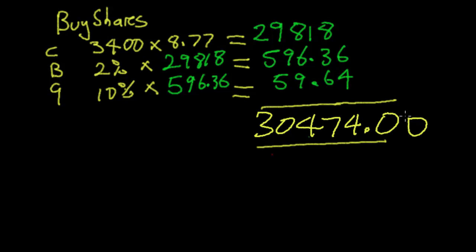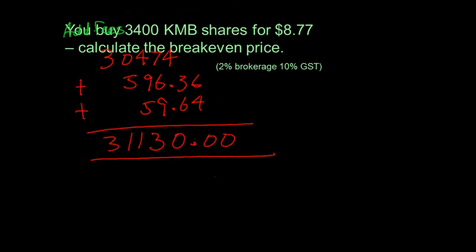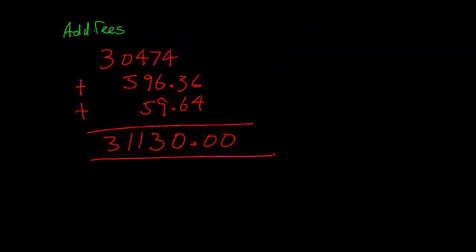So that means when you sell them, you've got to get at least that much money. Okay. Now step 2. Step 2 is then what we do is we sell them. We then add our fees.